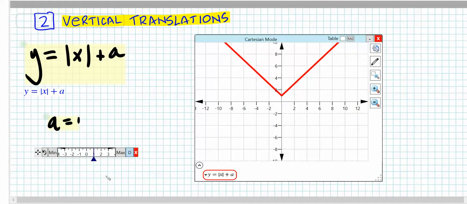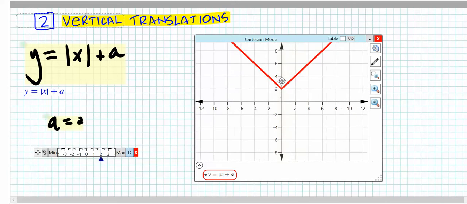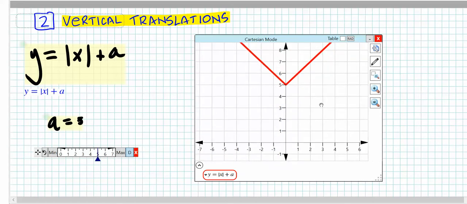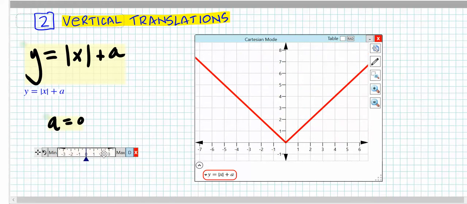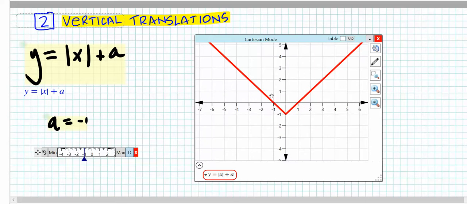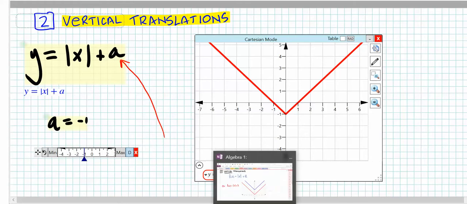What did you notice? Hopefully you noticed that it went up 1 unit. If I go to 2, it goes up 2 units. Here, let me slow this down so you can see each of the changes as we go along. Even if I move this all the way to 5 units, it's just the absolute value graph moved up 5 units. So what would happen if I go the other direction? If I go back to 0, and then say -1, it moves down a unit. So adding a number on the end of your absolute value function will move it up or down.